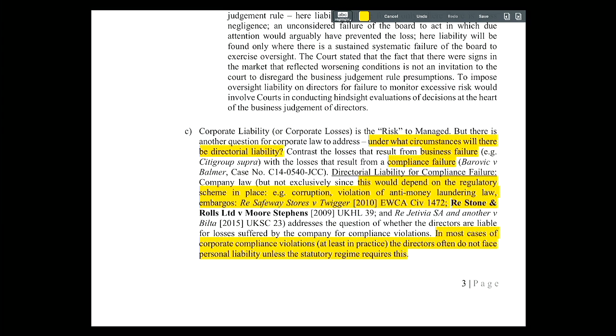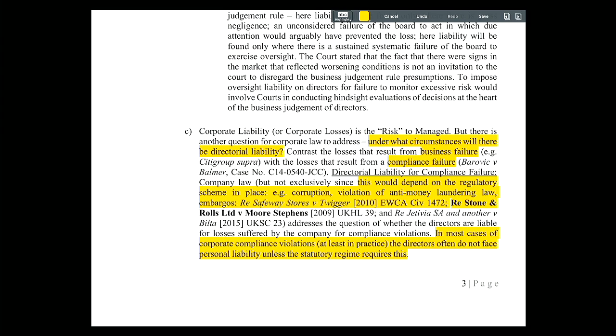There, it had to do with an antitrust violation, right? The company was found liable. Then the company brought an action against the directors, right? For indemnification, to say, you made us liable, we want you to pay. And the directors basically resisted, and the court said, the regulatory regime constructed pins liability on the company and does not want the company to dislodge it elsewhere, right? So the directors succeeded.